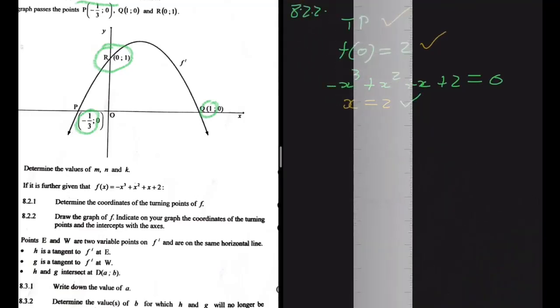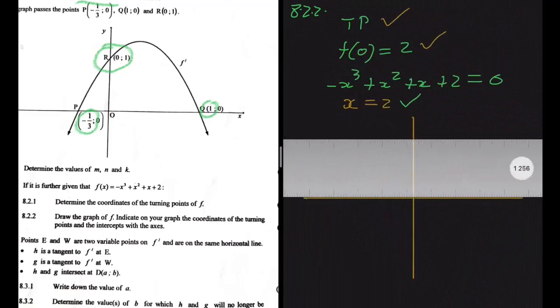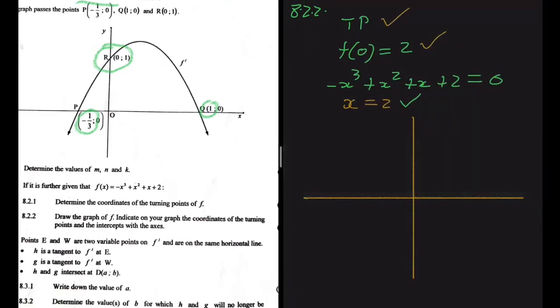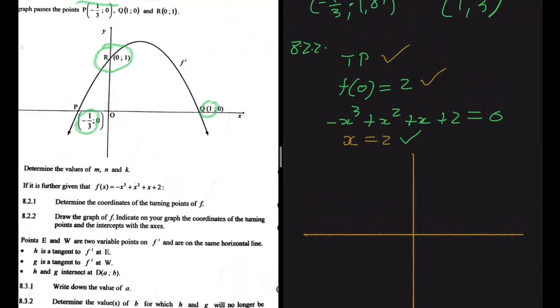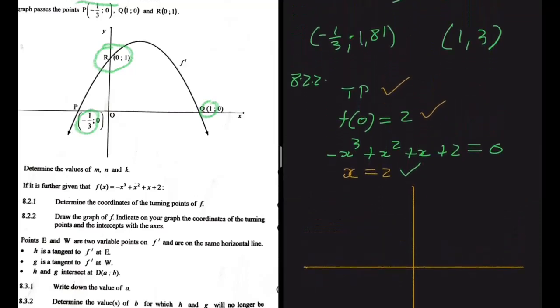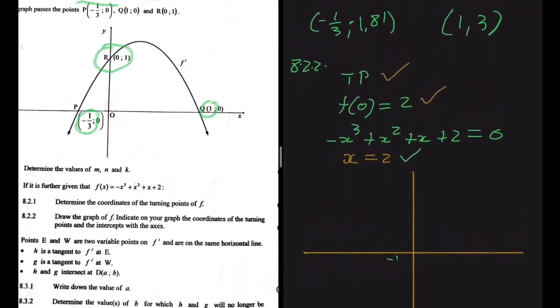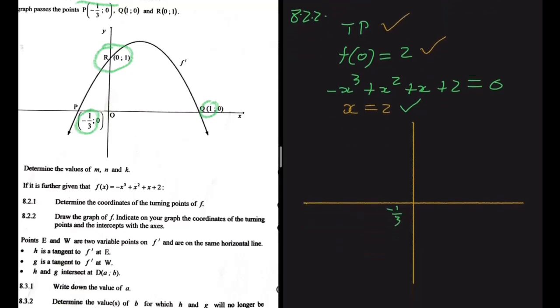So let me just put our x's there and see what we can do. So there go our x's. Let's put the turning points first, right? The turning points we have are minus 1 divided by 3 and 1.81, right? So let's put 1 here, 2 here, 3 here. So 1.81 should be somewhere here. So we have a point there.